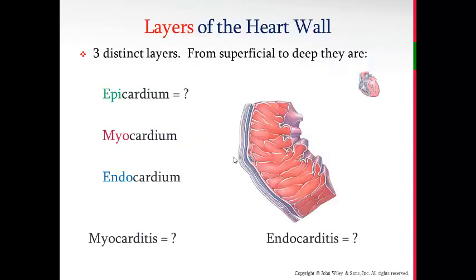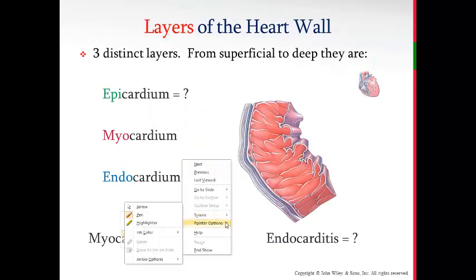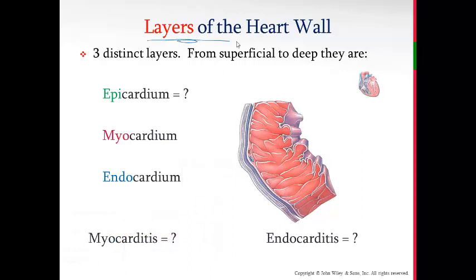Now, let me change my color back to blue again to see it a little bit better. So let's take a look now at the layers of your heart wall. We have three distinct layers from out to inside. The most outer one is this layer. And we saw that layer earlier, right? This layer is actually your pericardium, and the one that we saw earlier was the visceral layer of the serous pericardium.